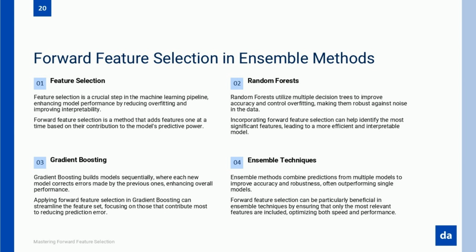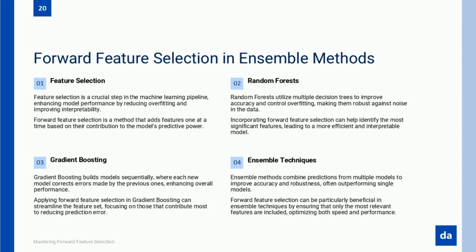But here's the catch. More models mean more complexity, and if you don't carefully select your features, your ensemble can become bloated, slow, and hard to interpret. That's where forward feature selection can make a huge difference.